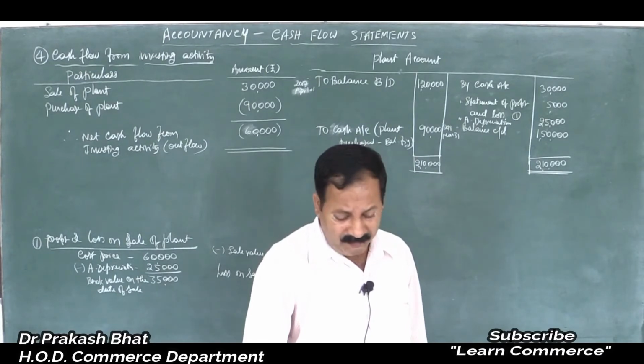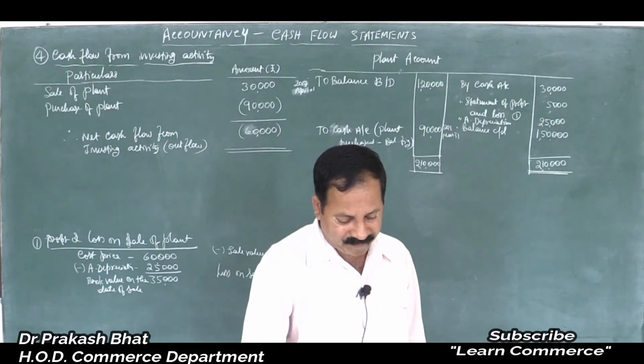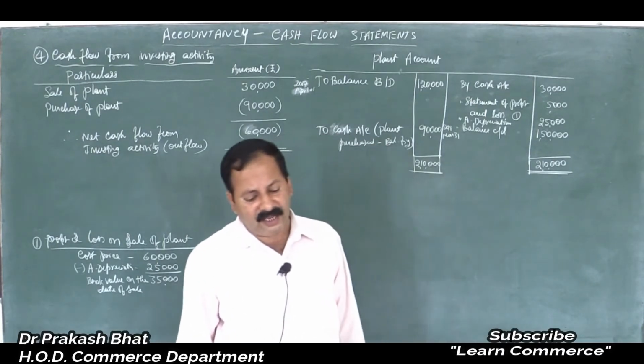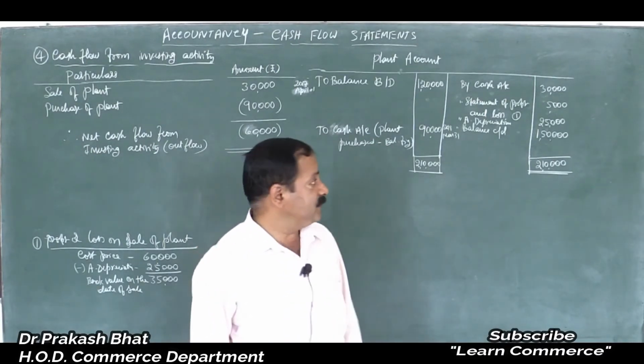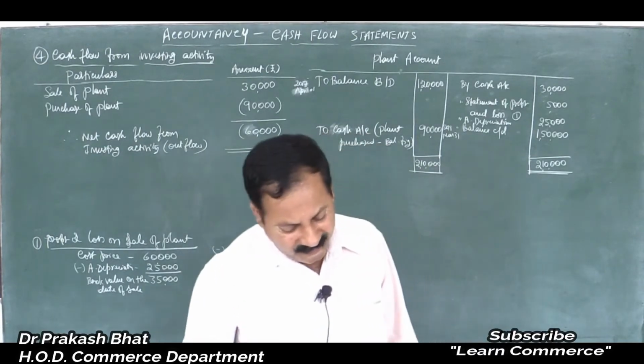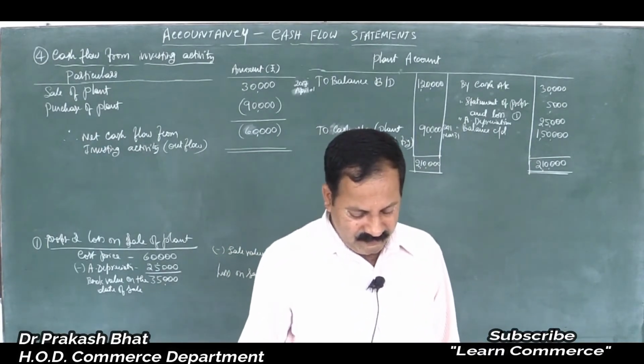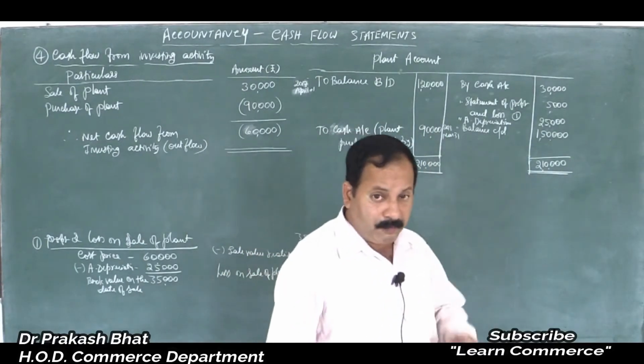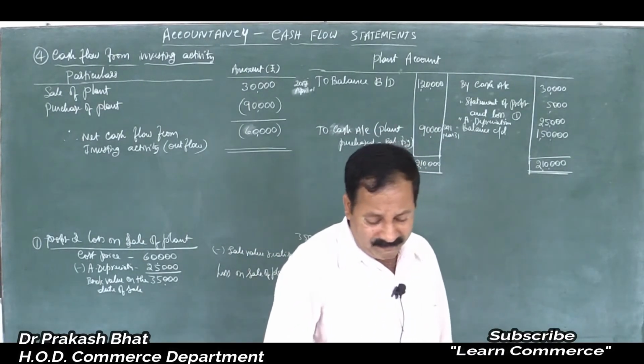I'll read out the problem, page number 138, problem number 5. From the following particulars, calculate cash flow from investing activities. Information given, that is purchased and sold, both information is given in the problem.